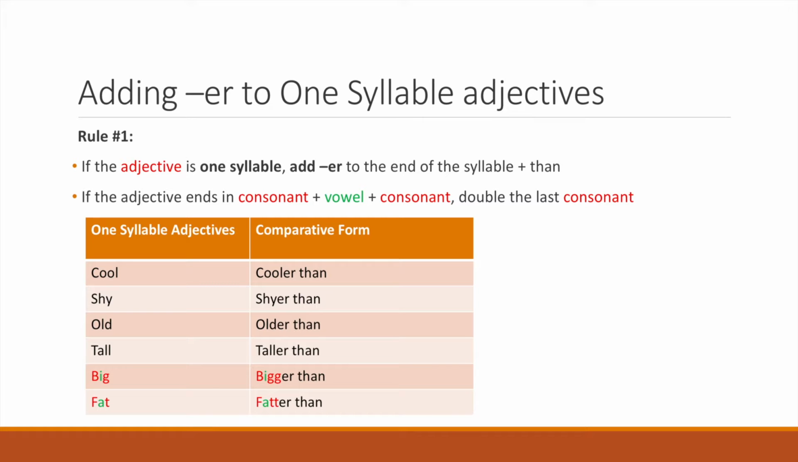For the next 2 examples, we have big and fat. In both examples, we have consonant, vowel, consonant spelling. Because consonant, vowel, consonant, we know we must double the second consonant, then add ER plus than to form the comparative. So big becomes bigger than, and fat becomes fatter than.